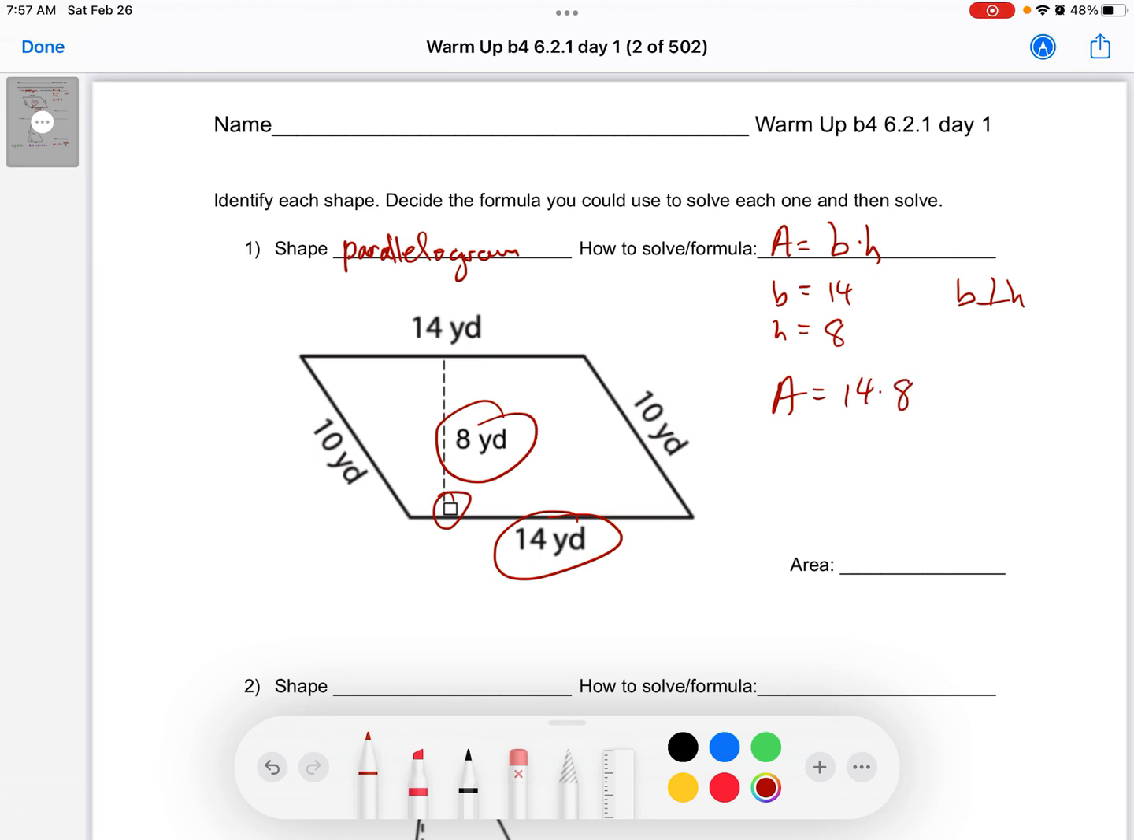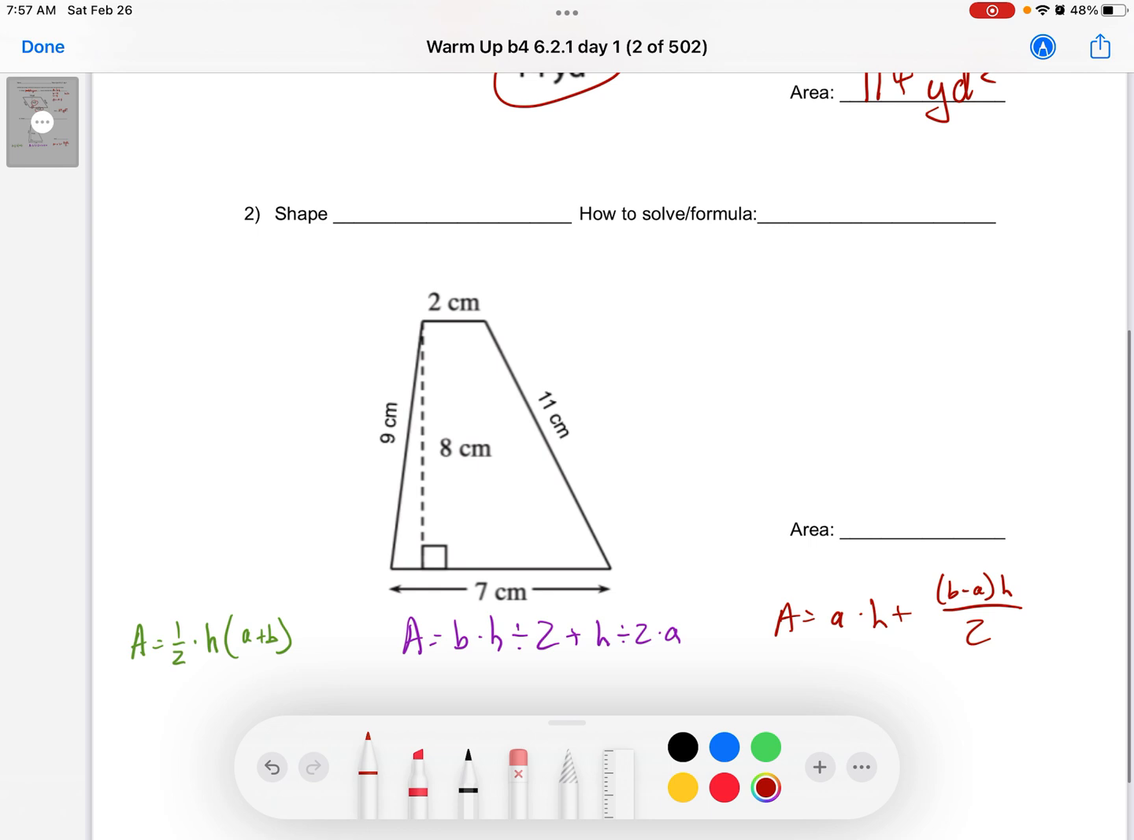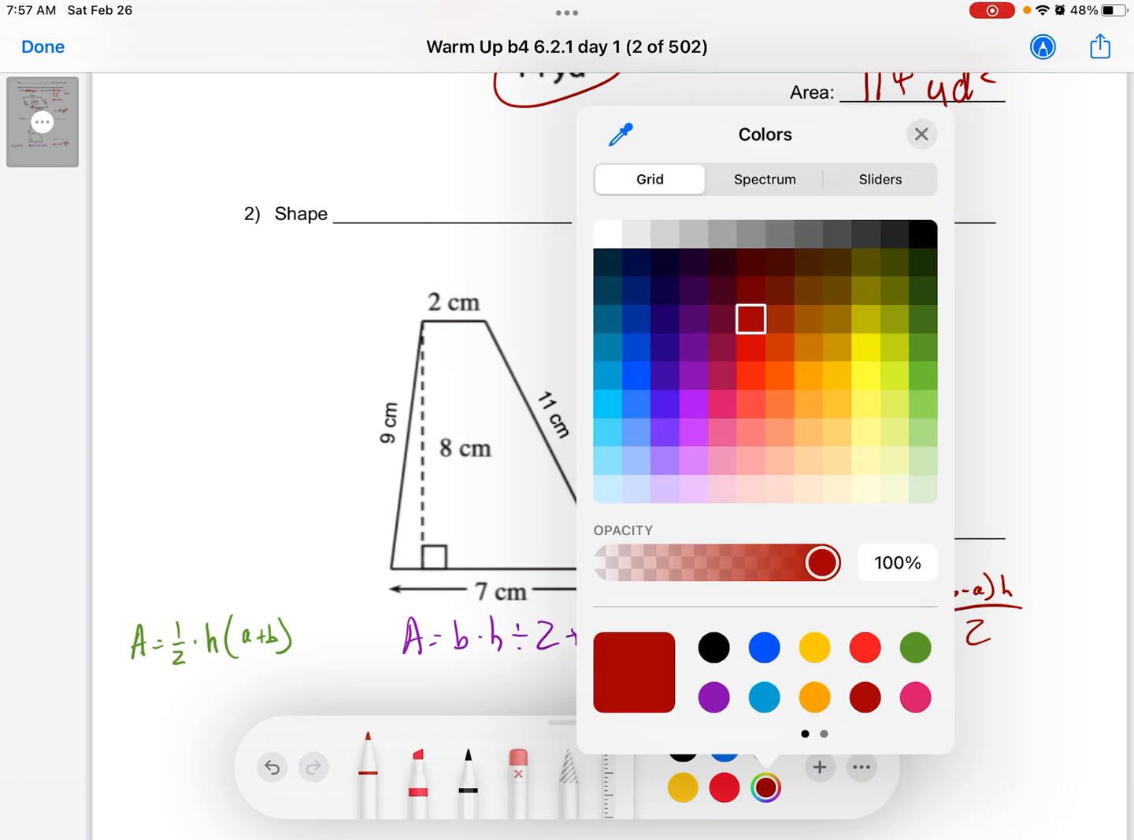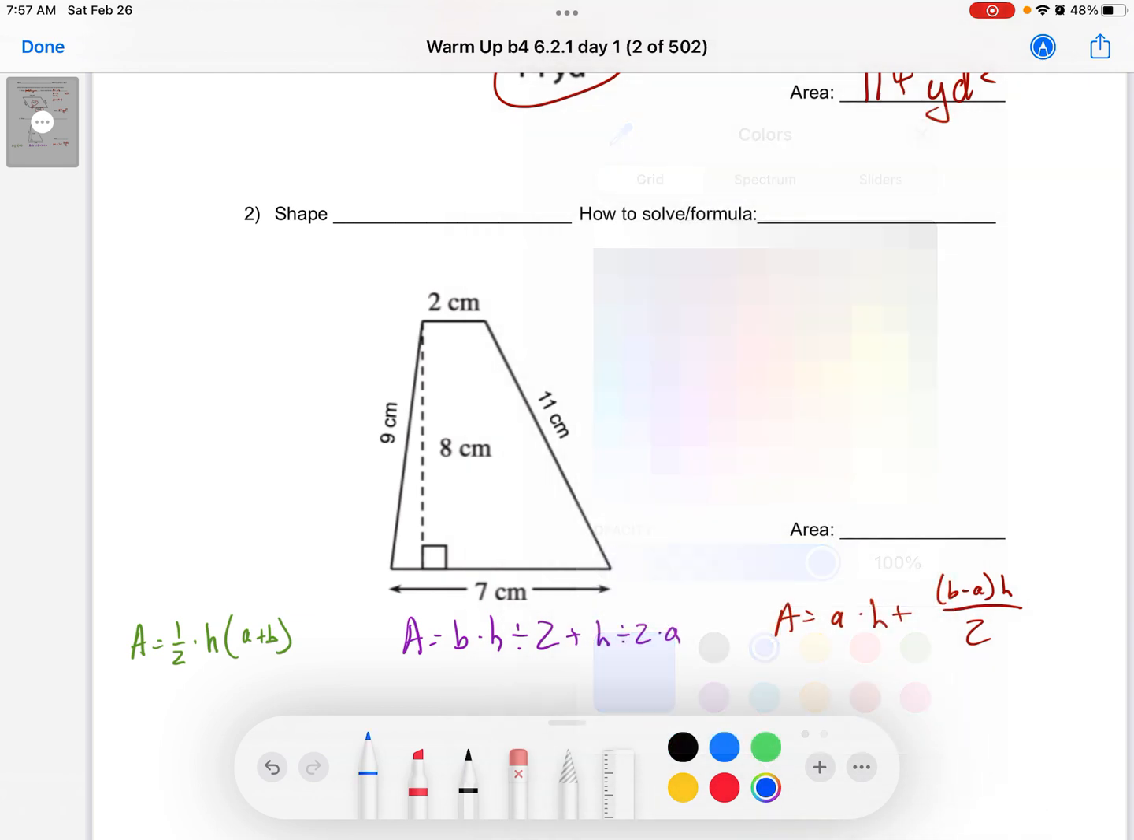8 times 10 is 80. 8 times 4 is 32. 80 plus 32 is 112. Hopefully I did that right. Square yards. Okay. All right, let's go down here. Ignore all of that stuff that I have down below for now. That's my lead-in for today.